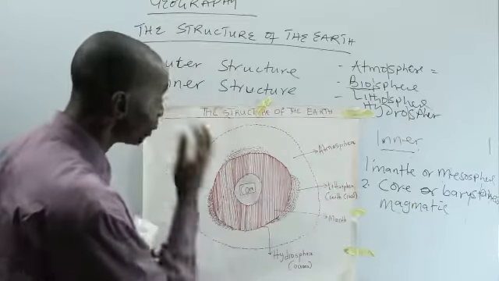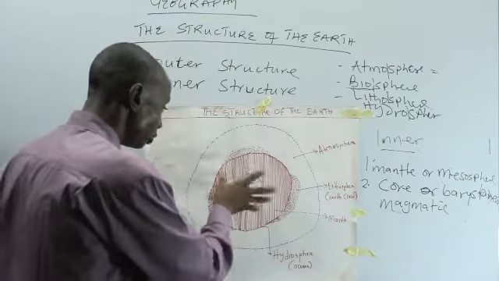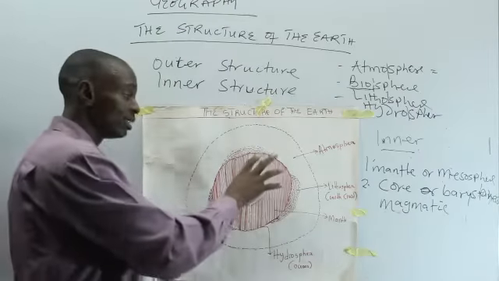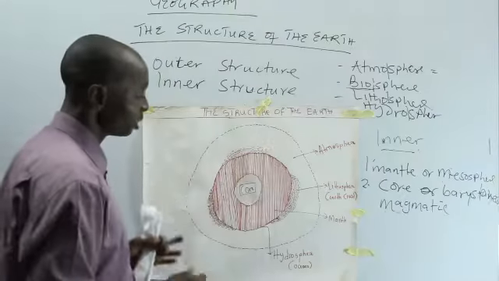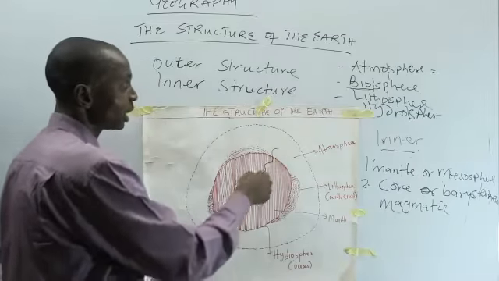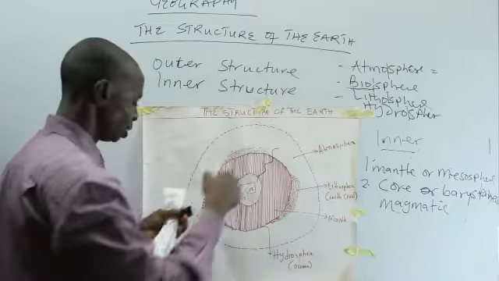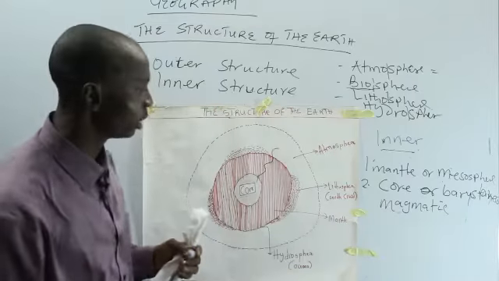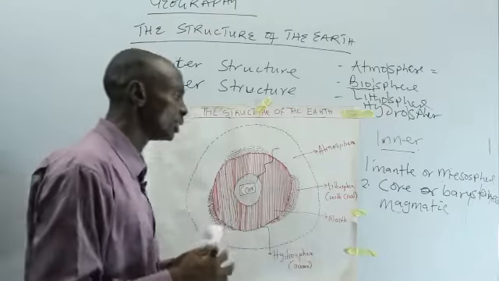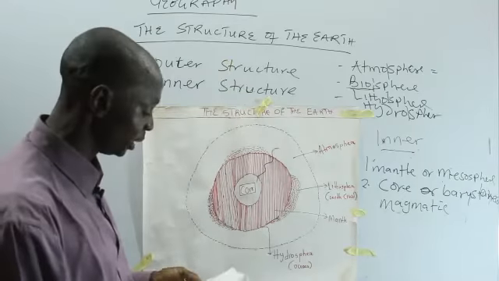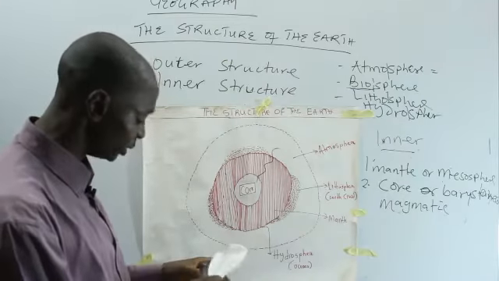This core contains what we call magmatic materials. And these magmatic materials are boiling at a very high temperature. If there is any space for them to come out, they can burst out and begin to solidify, to form features like rocks, features like volcanic mountain, and so on and so forth. But here we are looking at the structure of the earth.